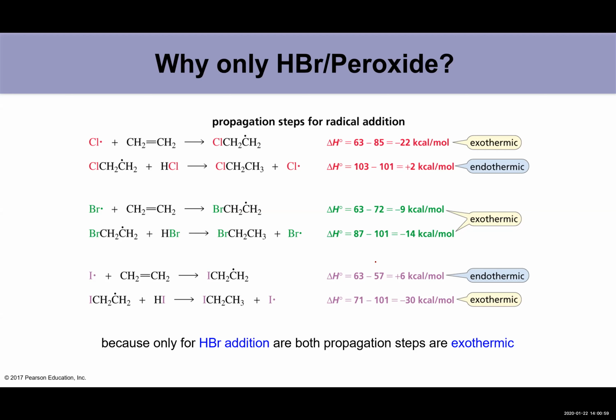It turns out it's only for HBr that these two steps are both exothermic and both spontaneous. Otherwise, it stops. For iodine, the iodine-carbon bond is so weak that the first step is endothermic. So that just stops it before it even starts. So the only addition reaction that's spontaneous is the one of HBr addition, because both steps end up being exothermic.